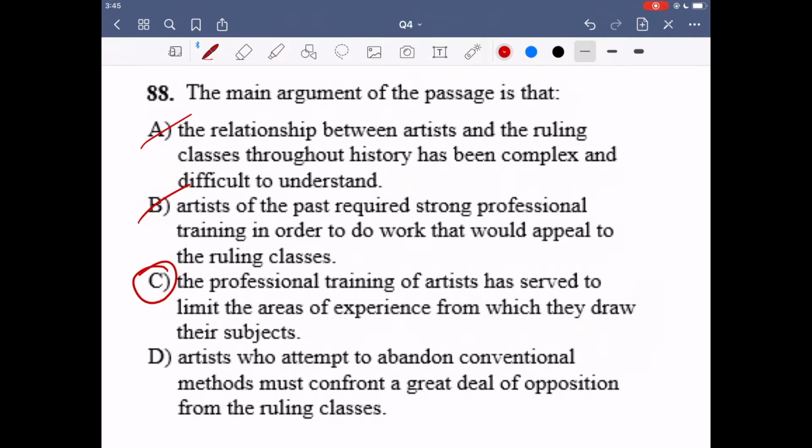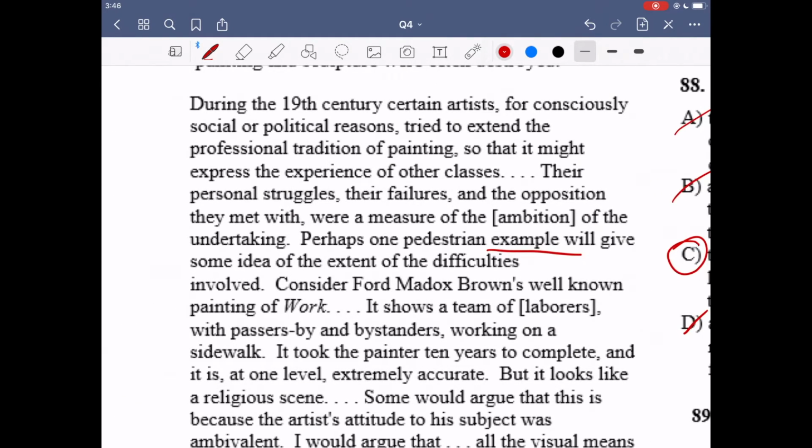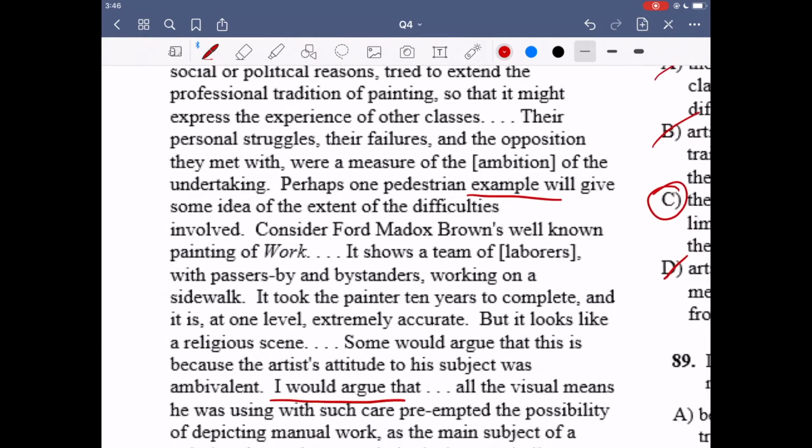Option D is saying the main argument is that artists who attempt to abandon conventional methods must confront a great deal of opposition from the ruling classes. Nowhere was it mentioned that the ruling classes fight against this. Actually, it was mentioned, sorry. Yeah, it was mentioned over here.